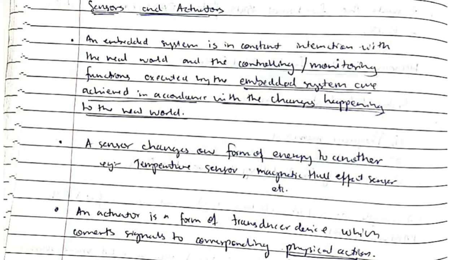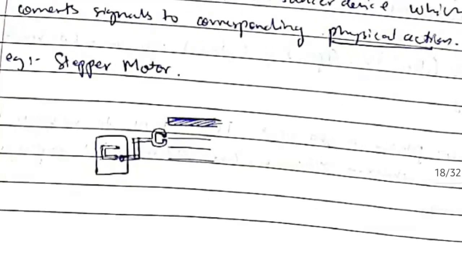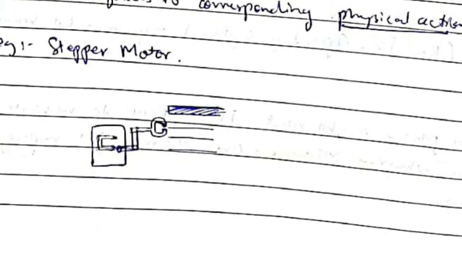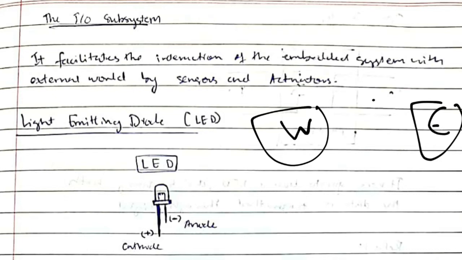Okay, and an actuator is the device which converts electrical energy to mechanical energy. So the code, or the electronic signal, will be to shift this object from this position to this position, so that will be converted to a mechanical task by the actuator. And between the external world and the embedded system, there is an IO subsystem in between which facilitates the activation and deactivation of the sensors and actuators.